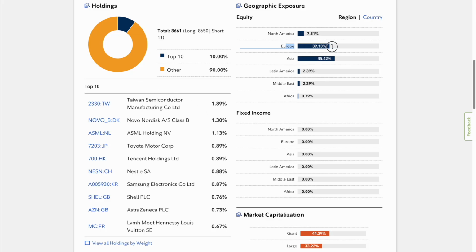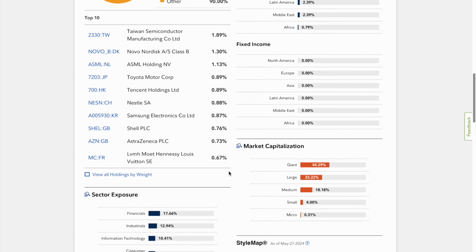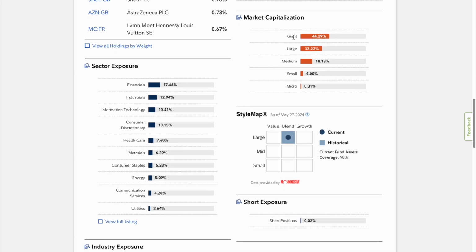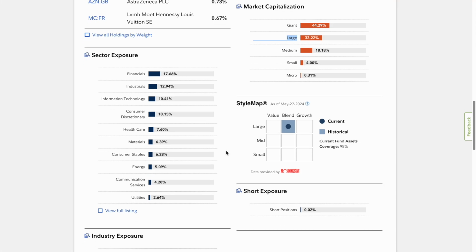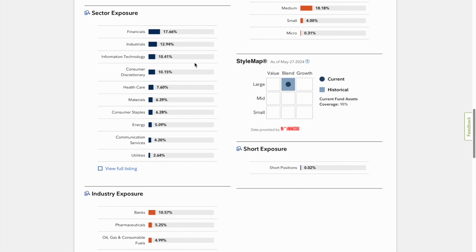As you can see, Europe at 39%, Asia at 45%. So you're definitely getting a little more diversification there. The market capitalization, giant 44%, 33% large. And you will see the reason that's made up like that is because the style map is large companies greater than 10 billion in assets within value and growth. So very repetitive with these international companies. They're buying big companies that are very successful.